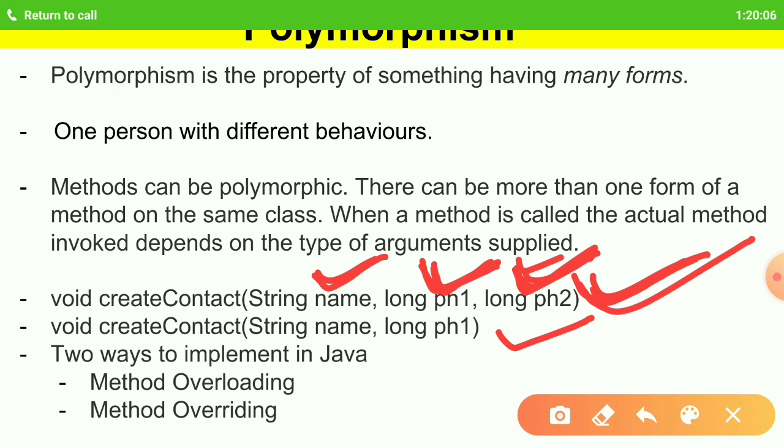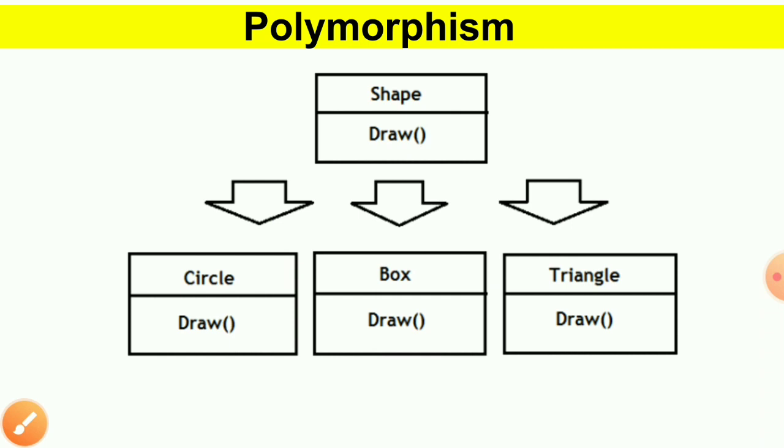But there is another way polymorphism can happen, and that is the process of method overriding. So let's go back to this slide here.